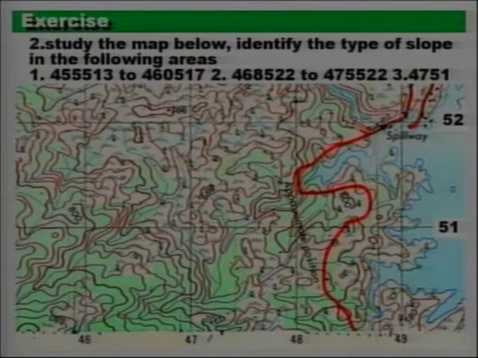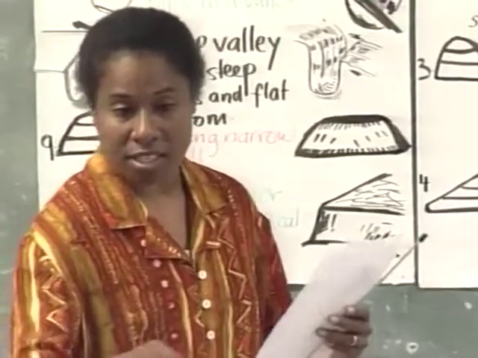But if we're looking at whether that area is steep or gentle, you'll find that most of the contour lines are further apart from each other, but not at the same distance. Therefore, the answer will be gentle. Okay, let's do some more activities.